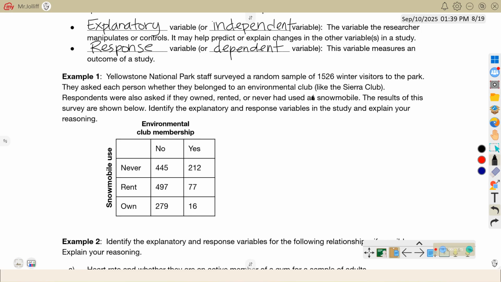So first thing we do is we look at the table they gave us and identify the two variables. So what are the two variables involved in this study? Yes or no, which belong to, very good, environmental club membership. So that's the variable, and then the categories in that variable are yes and no. Good. And then my other variable, snowmobile usage. Go.